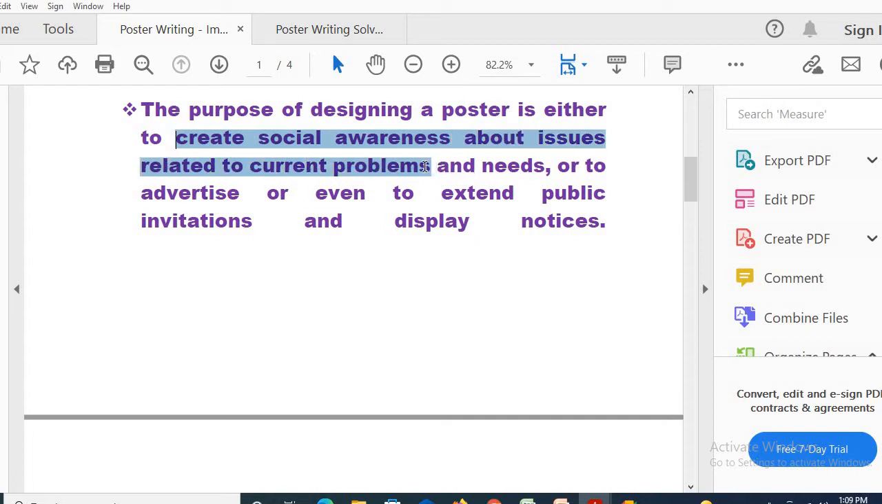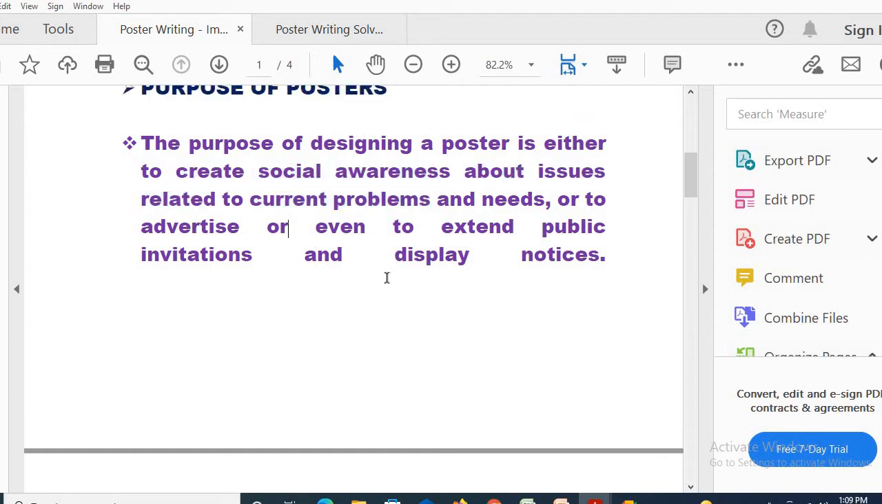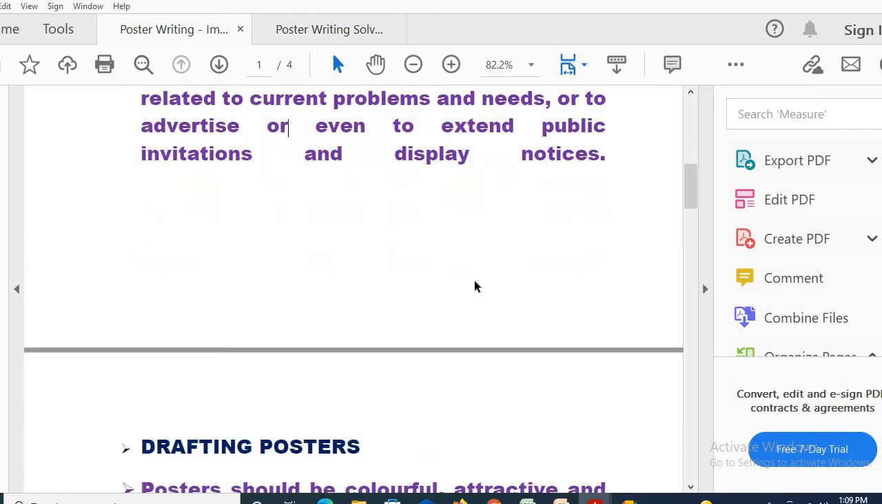Related to what? Related to the current problems that we are facing in our country, or what is the current situation in a particular place. So regarding that, in order to create general awareness, in order to create social awareness among the people regarding current problems and needs, sometimes poster making plays a very important role. Suppose you want to promote or advertise a product. Suppose you want to extend public invitations. Okay, in that case also poster making plays a very important role.